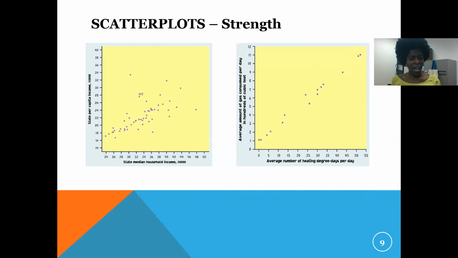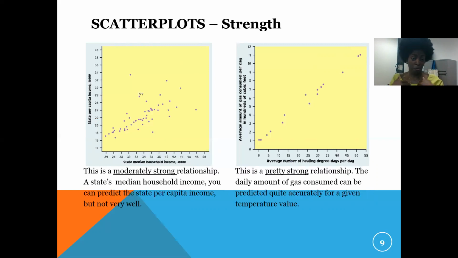All right, so I've provided some of my feedback. Others might look at what I said and say, no, don't agree with you there. So I say the one on the left is moderately strong. Median household income can predict state per capita income, but not as well as, say, daily amount of gas consumed can accurately predict given a temperature value. So that's my thought, but we might disagree.